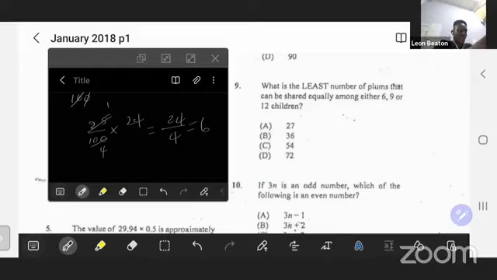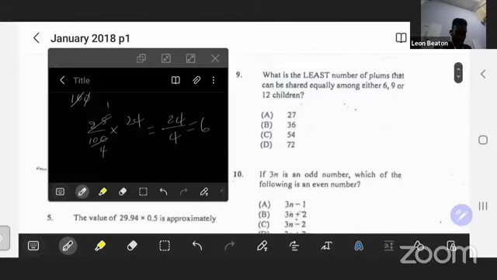Anyways, we're going up to number 60. So we're at number 9. Number 9 says, what is the least number of plums that can be shared equally among 6, 9, or 12 children?